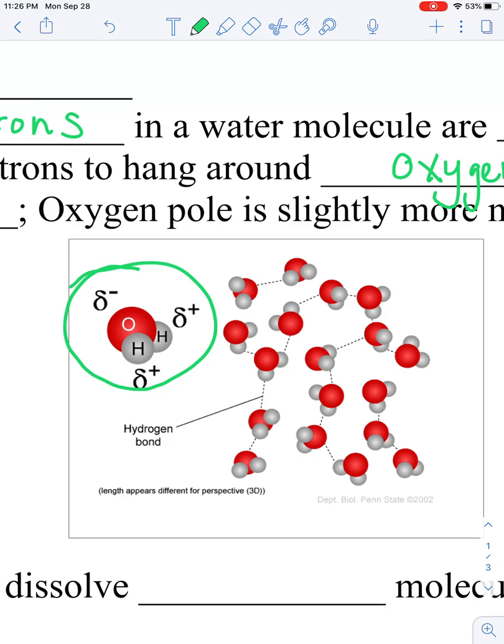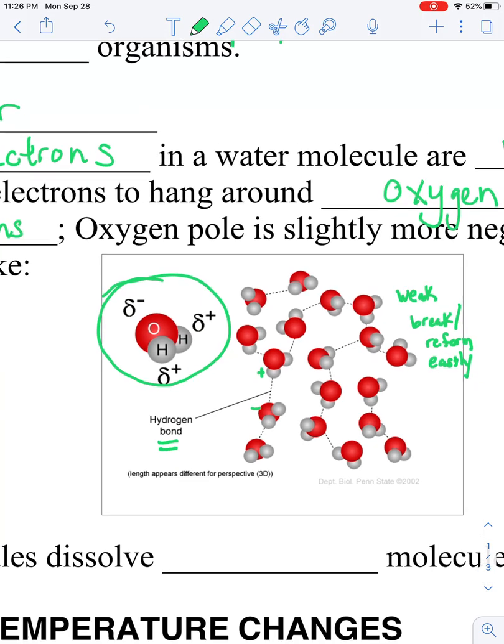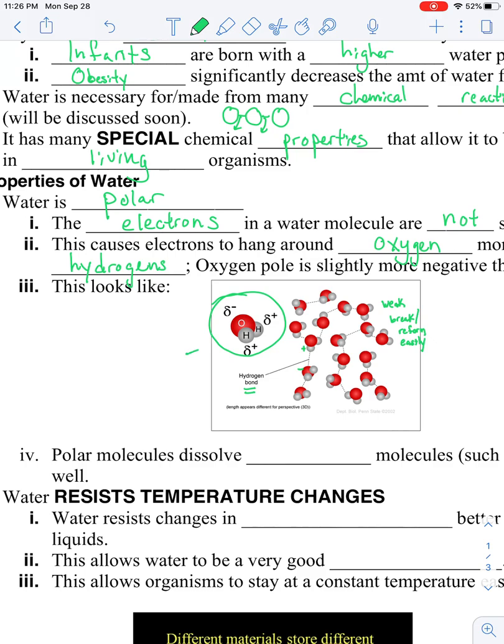And water molecules form hydrogen bonds with each other where the positive pole of one is attracted to the negative pole of another. They are weak and they can break and reform easily. Covalent bonds, on the other hand, are much stronger in water.